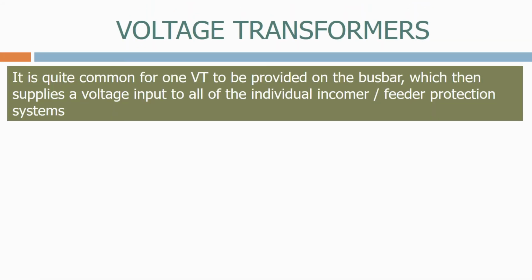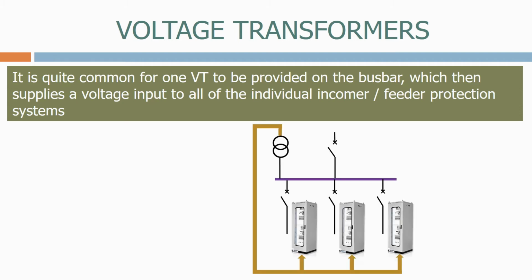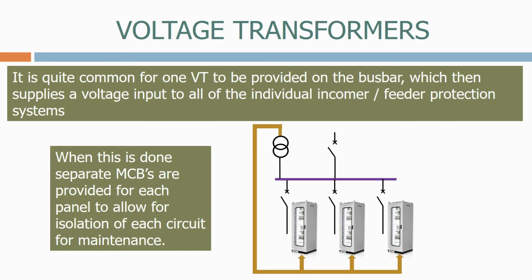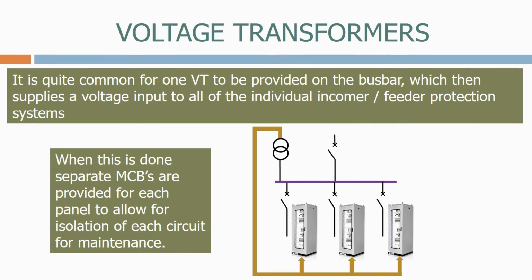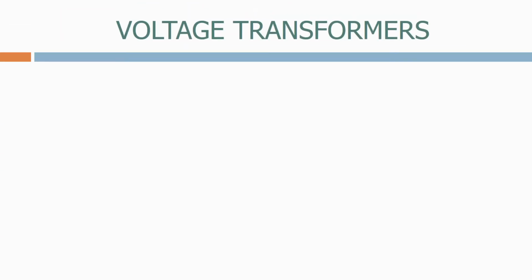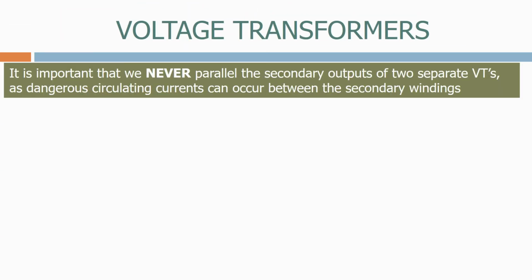It is quite common for one VT to be provided on the bus bar, which then supplies a voltage input to all of the individual incomer and feeder protection systems. When this is done, separate MCBs are provided for each panel to allow for isolation of each circuit for maintenance. It is important that we never parallel the secondary outputs of two separate VTs, as dangerous circulating currents can occur between the secondary windings.